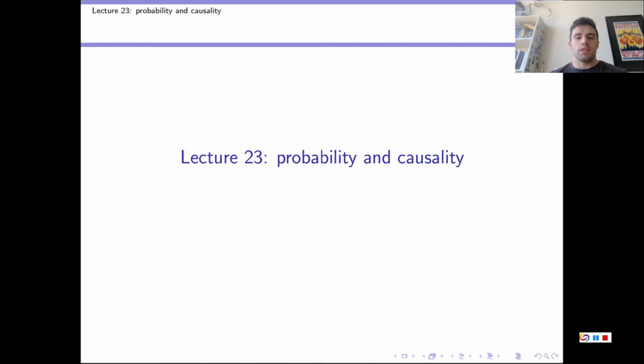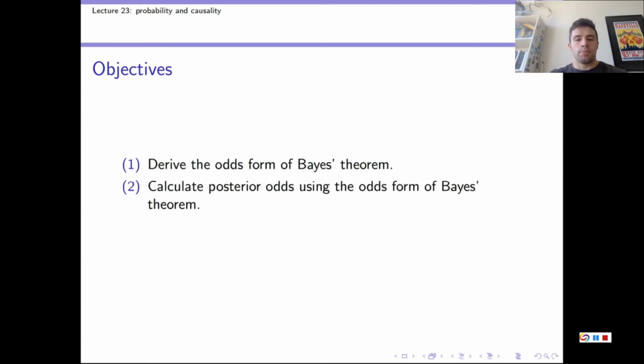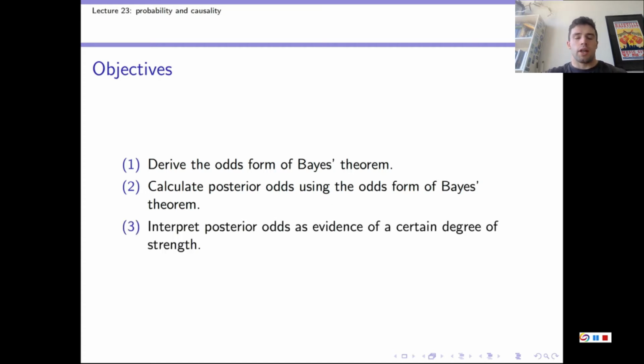The objectives for this video are the following. After watching, everyone should be able to: number 1, derive the odds form of Bayes' theorem; number 2, calculate posterior odds using the odds form of Bayes' theorem; and number 3, interpret the posterior odds as evidence of a certain degree of strength.